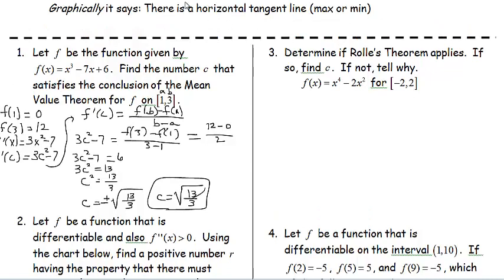All right, looking at the time of this video, there's not going to be time for number two. We'll do that together at some other time. Let's look at number three. Determine if Rolle's theorem applies. If so, find C. If you look back up there, in order for Rolle's theorem to apply, I have to have f of b equal f of a. The y values have to be the same. Because if the y values are the same at the endpoints, then the slope through those two endpoints would be zero.